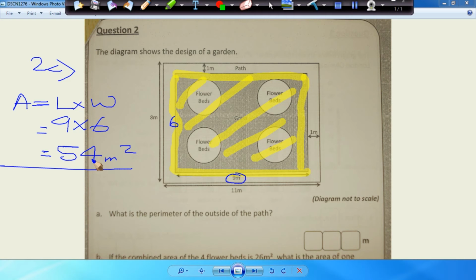Okay, I'm going to read to you now question D. Do some work on this side. Yes, come on. Okay, question D. I'm reading question D to you. What is the area of the grass part alone?